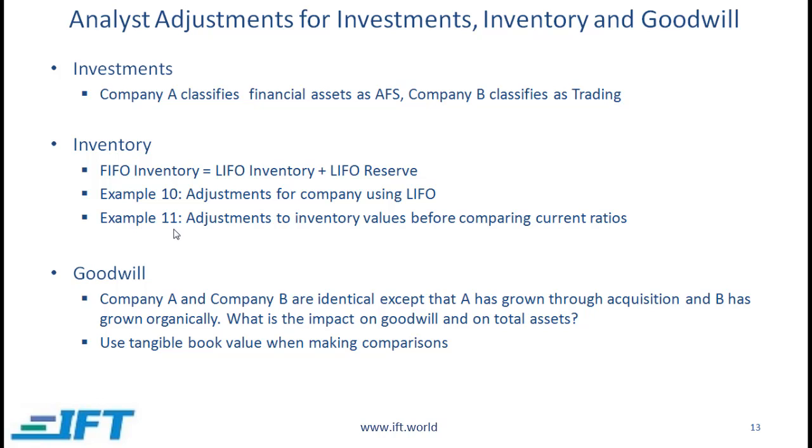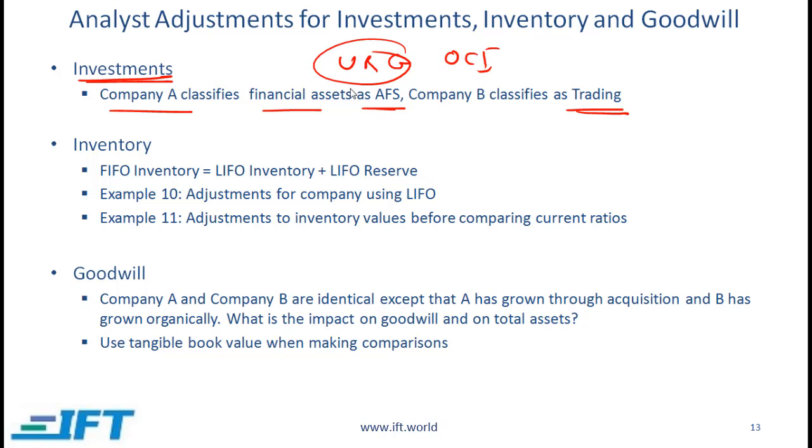Coming now to some specific adjustments. A lot of what you will see here is a recap of material that has been seen earlier. Adjustments related to investments. Let's say that company A classifies financial assets as available for sale and company B classifies similar financial assets as trading or held for trading. If you remember the reading on balance sheets, you will recall that any unrealized gain is shown as other comprehensive income if the financial asset is classified as AFS. The unrealized gain is shown as income in the income statement if the asset is classified as trading. This means that the net income numbers will be different for the two companies. And if we are comparing the two companies, then an adjustment is necessary.